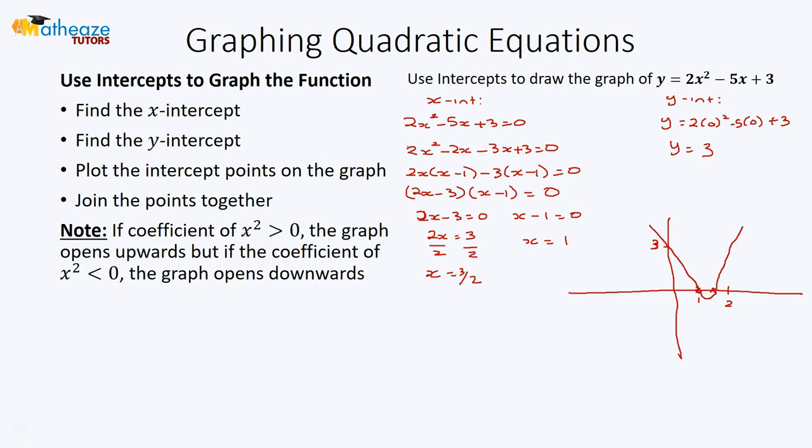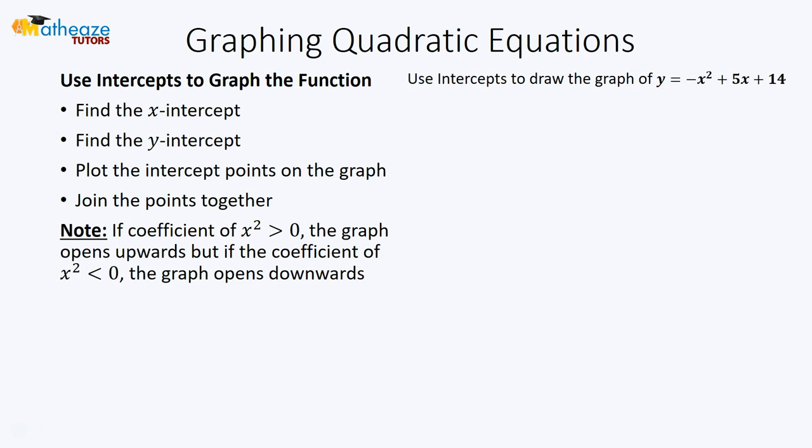So when you join the points together, this is what your graph looks like. The coefficient of x squared is 2, so it should open upwards. As usual, you can use a ruler or any kind of a curved edge to kind of connect the points together.